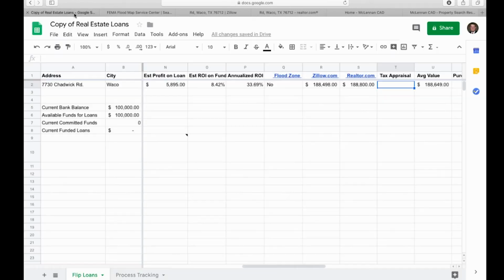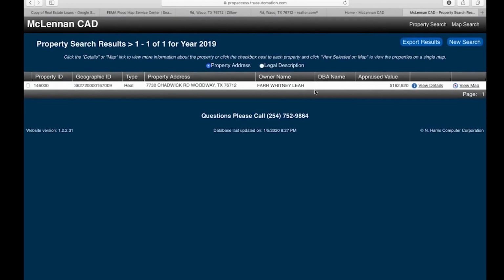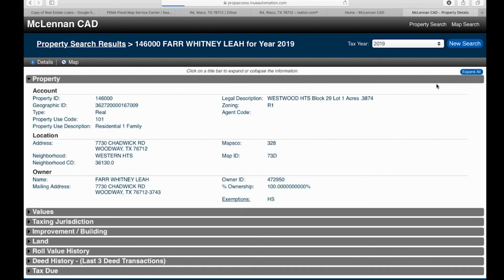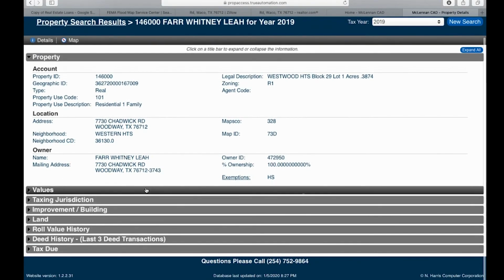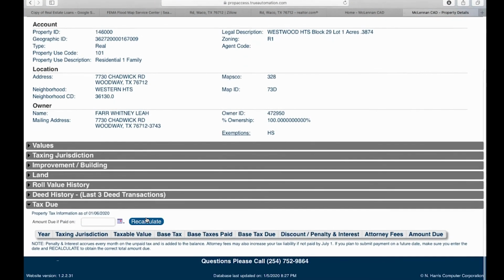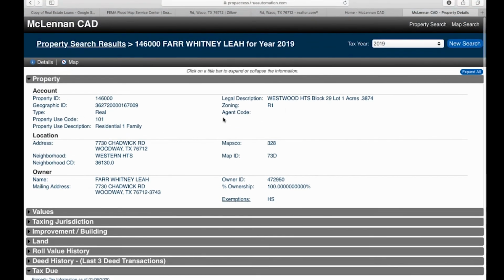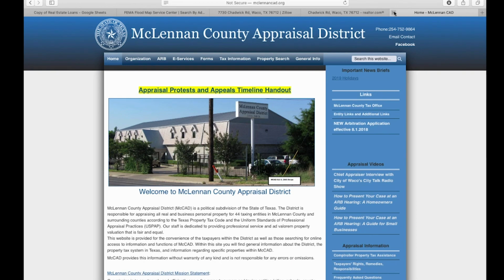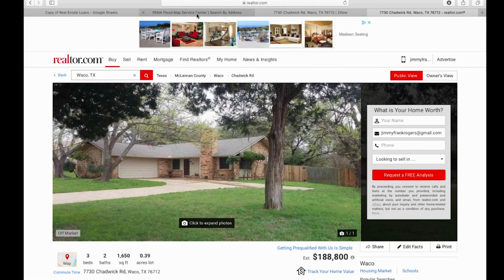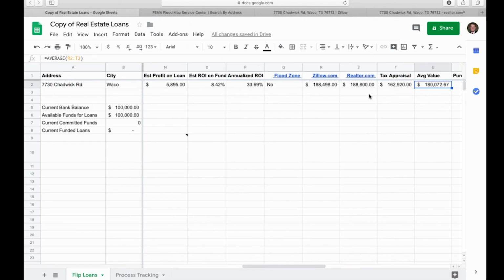Let's go back and plug that in. $162,920. The other thing that this will do for me is I also want to look at this and just see if they've been paying their property taxes. That might give me an idea if there's any liens that I want to make sure my flipper knows about. And this isn't showing me any information, so it doesn't matter. Alright, so I've gotten all the information I need off those. Let's go back to our spreadsheet.